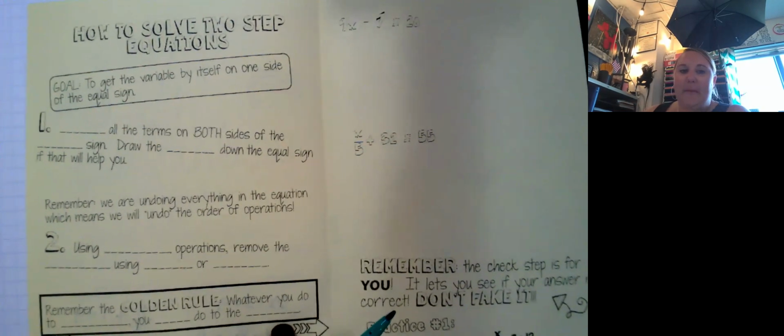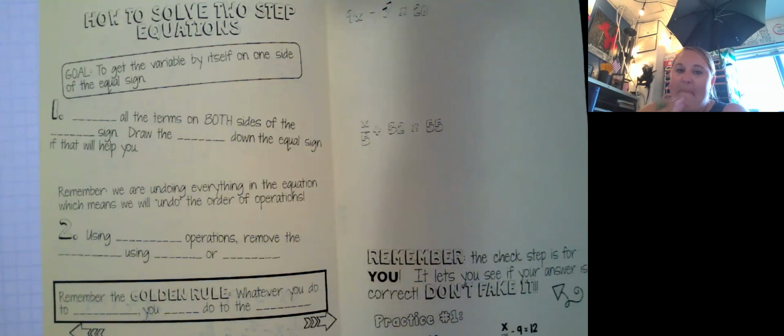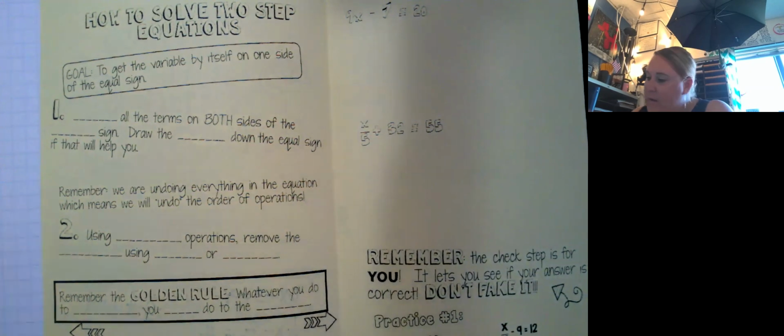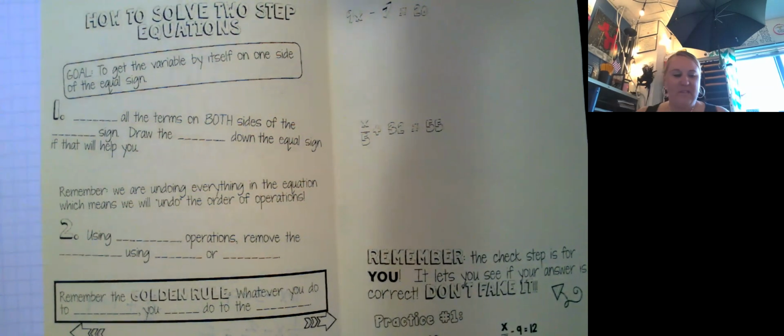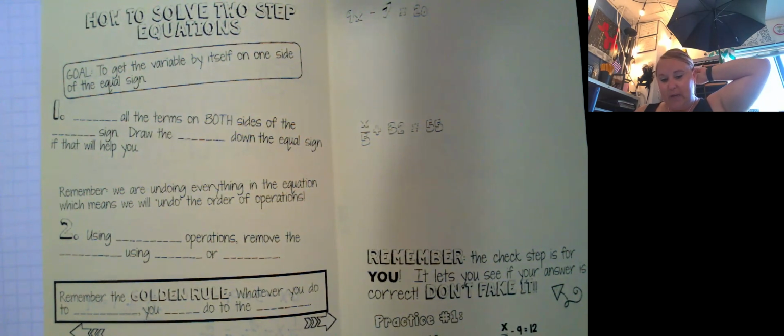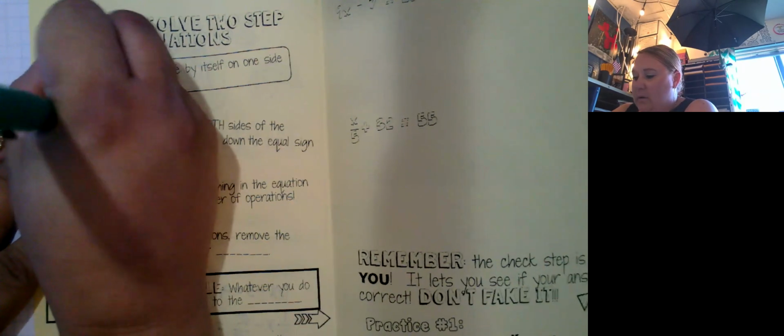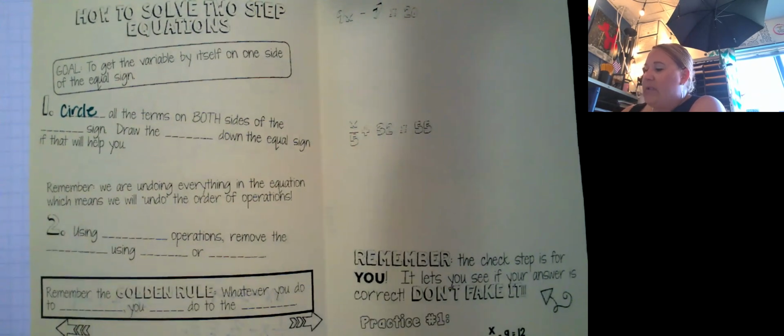So guys, here's the step-by-step directions for how to solve a two-step equation. Remember, the goal is to isolate that variable, get it all by itself on one side of the equal sign. All right. So the first thing you want to do is circle all the terms on both sides of the equal sign. Actually, I don't even know that you want to necessarily circle all your terms. Well, yeah, that's probably a good idea. Okay, circle all your terms on both sides of the equal sign.